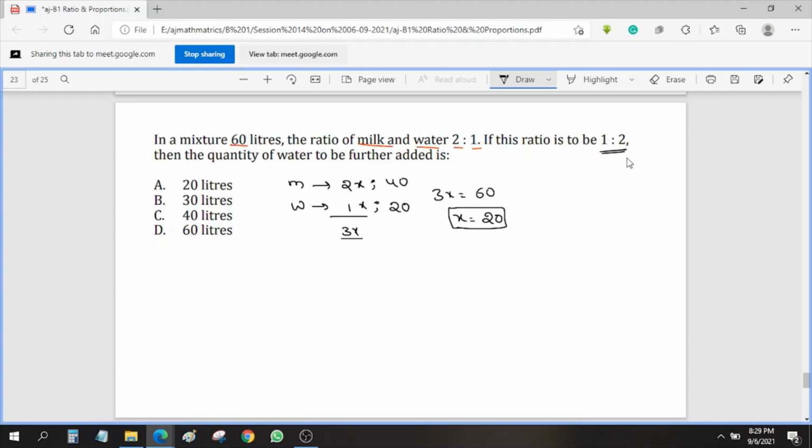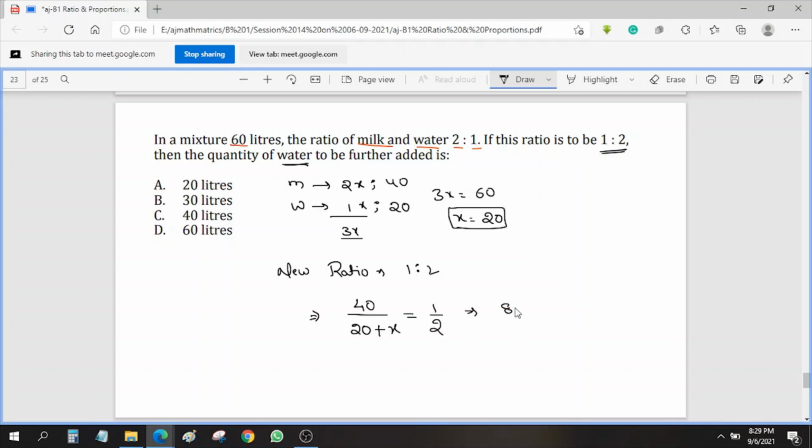Now the new ratio is 1 is to 2, which is 1 by 2, and we need to find out how much water should be added. As of now the milk is 40 and water is 20. We need to add some water to it. How much water do we need to add? I am taking that as x. So how much water do we add to make the ratio 1 is to 2? I hope I am clear with this step. If you are clear with this step, then it will be very easy to find.